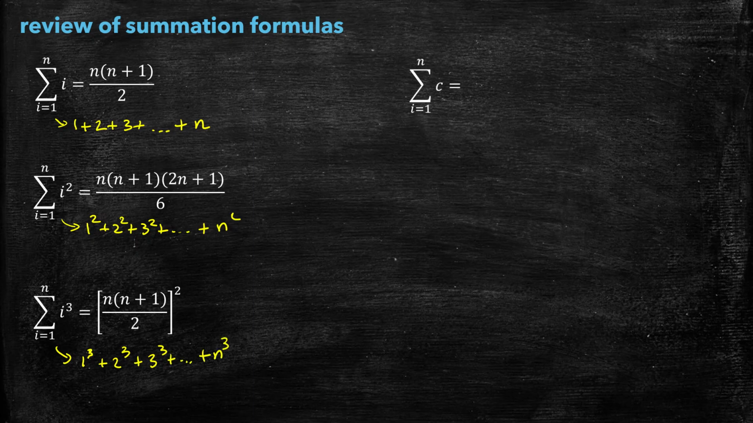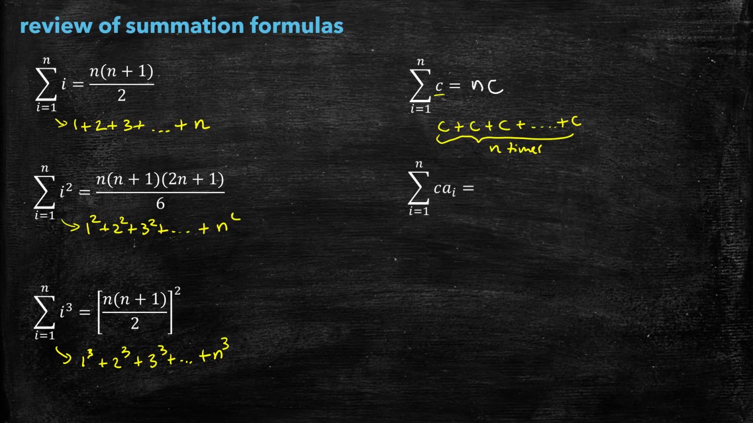So if you have the sum of, say, a constant c, from i equals 1 to n, you feel like there's nothing to add up because there's no i in the body of the summation sign. But you have to realize that what that's really saying is take c and add it up n times. So c plus c plus c, n times. So the result is just going to be n times c.